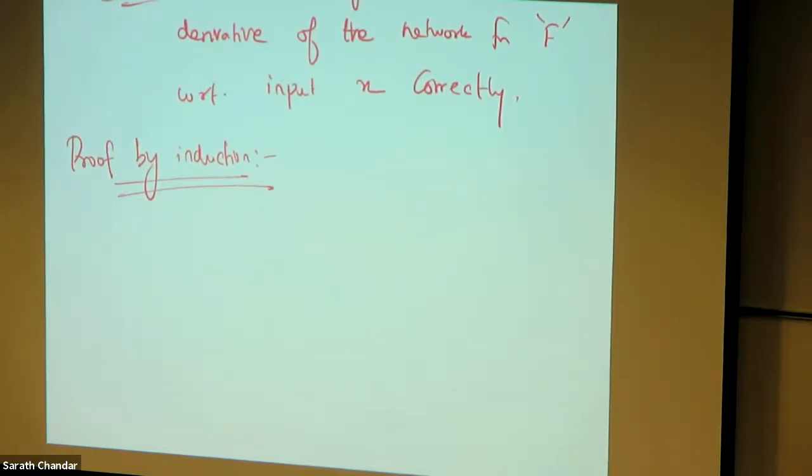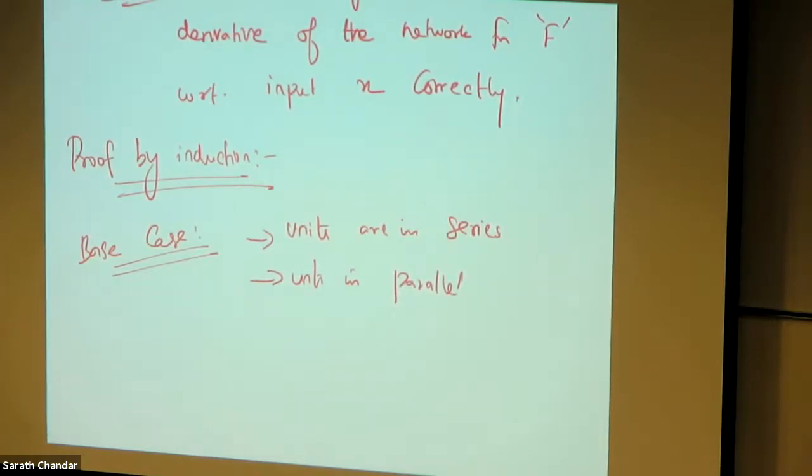What I'm going to do is prove a set of base cases. We have already done that. The 3 cases that we have seen are actually the base cases. The base cases are what happens if my units are in series, sequence or function composition. The second base case is units in parallel, which is the addition thing that we have seen. And the third base case is weighted edges. We covered them in detail, so we have already proved these base cases.